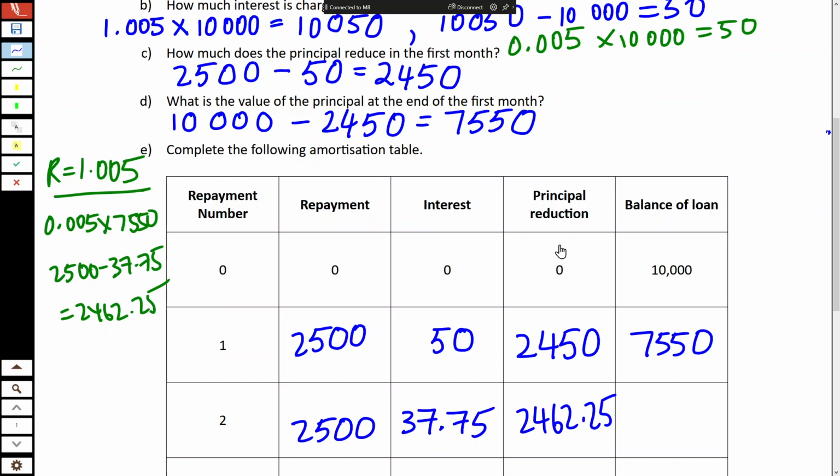All right, Michaela, what's the balance of the loan? So this is how much I owed at the beginning. This is how much I owed. And this is how much I'm paying.